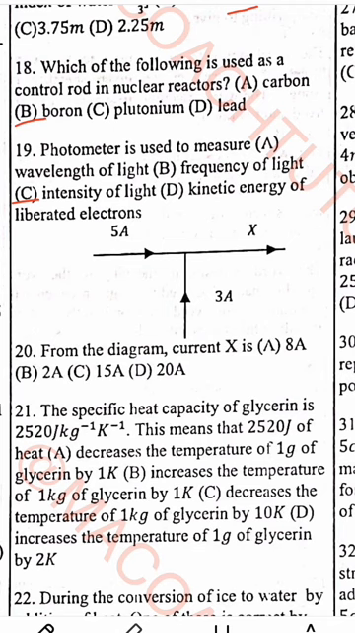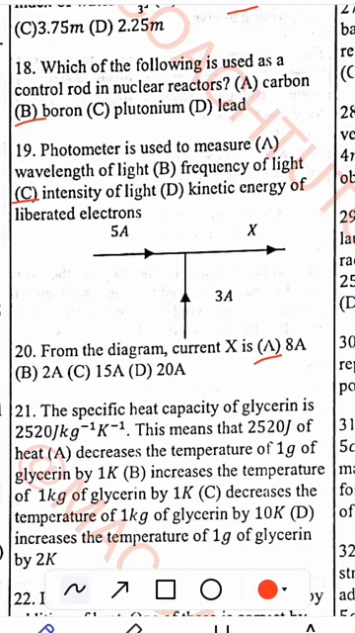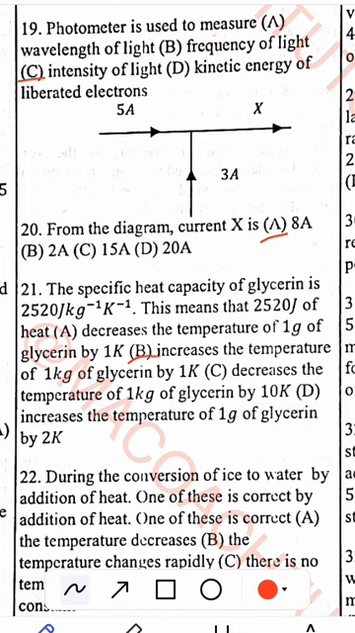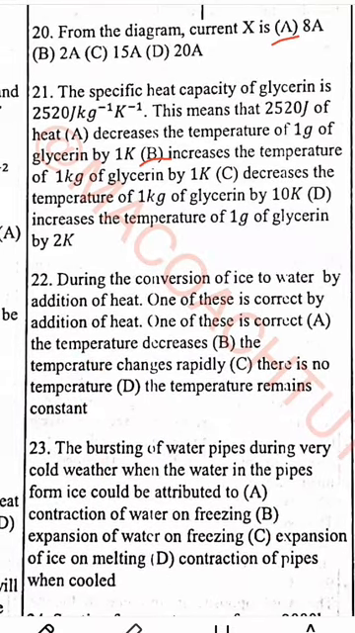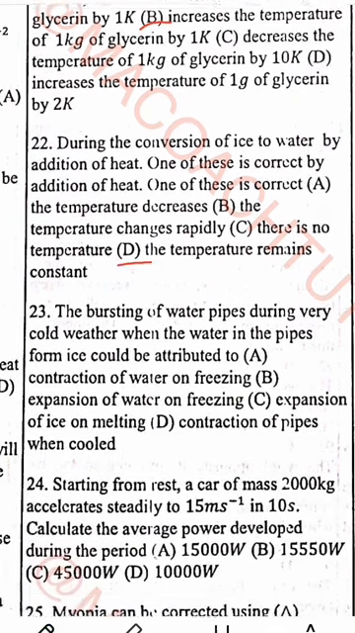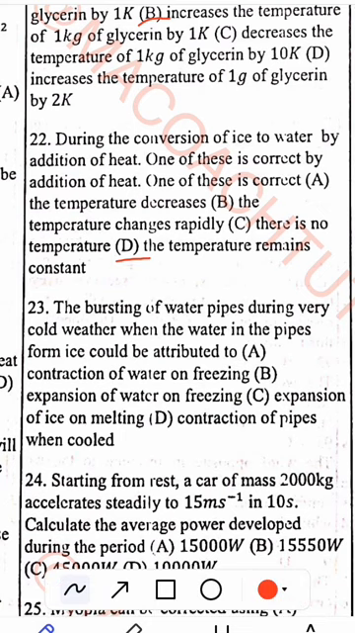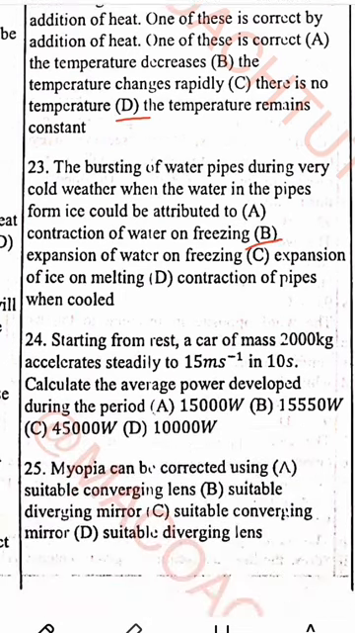The best option to question 20 is option A. So let's move to question 21. The best option to question 21 is option B. So let's move to question 22. The best option to question 22 is option D. So let's move to question 23. The best option to question 23 is option B. So let's move to question 24.